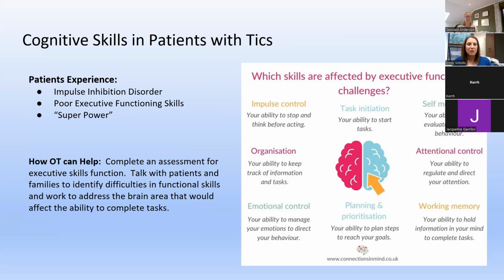So as far as OTs, what can we do? An assessment for executive skills would be great. Definitely something we're within our scope to work on. I know also speech therapy works on that. So something to talk with patients about if they're wanting to participate with something like that. And really identifying what those difficulties in the functional skills are to work and address those brain areas, help them complete those tasks. So if they're always disorganized, or if they always have poor time management, things like that, maybe not working directly, but maybe indirectly on that brain area to make it a little bit more enjoyable would be something good to work on.